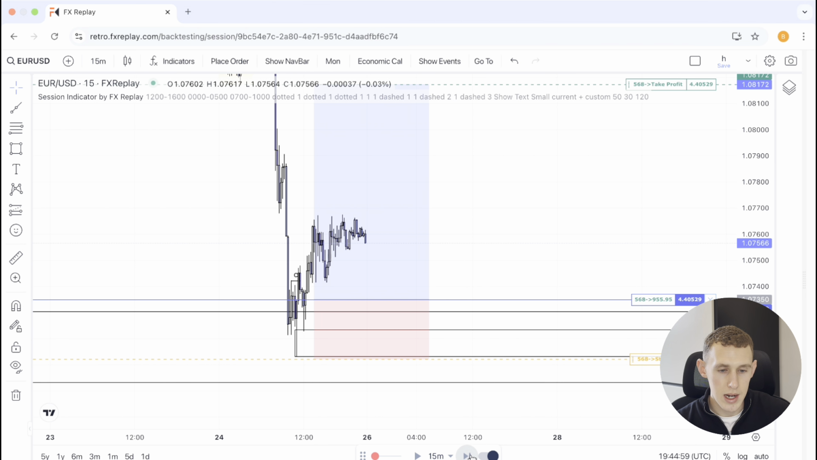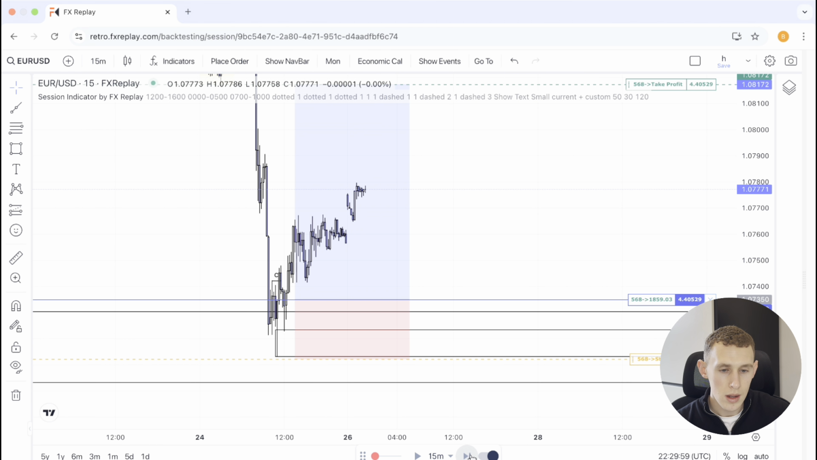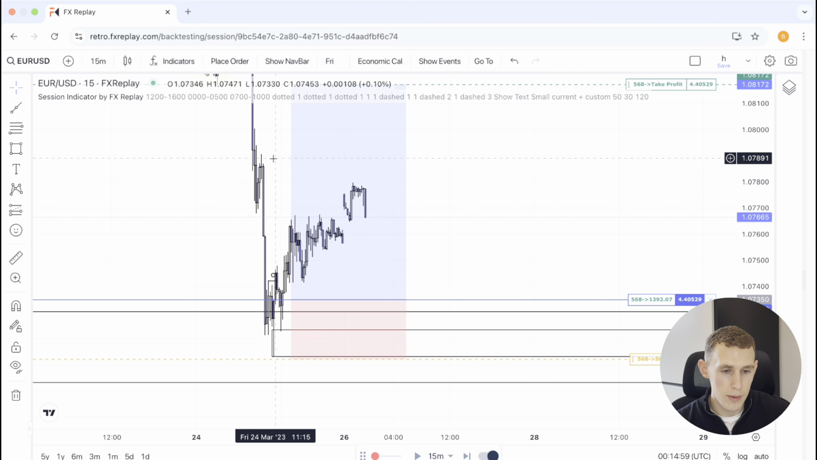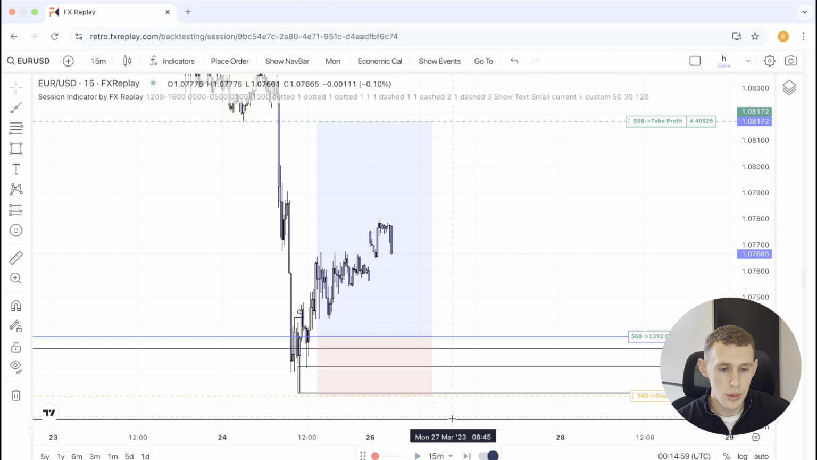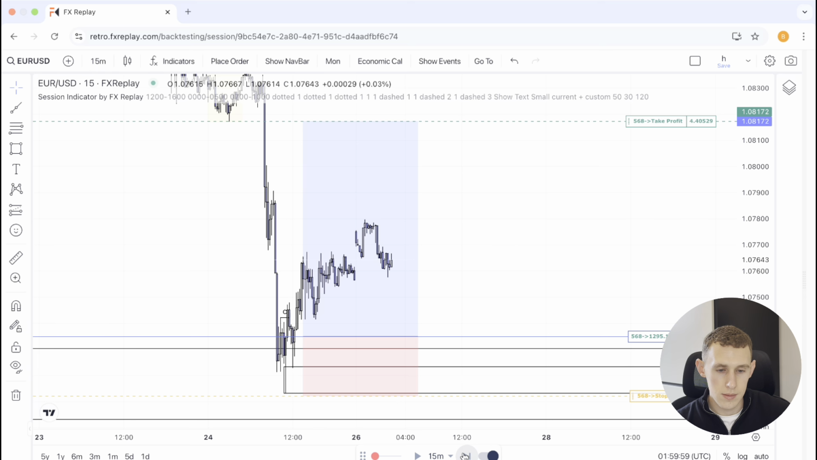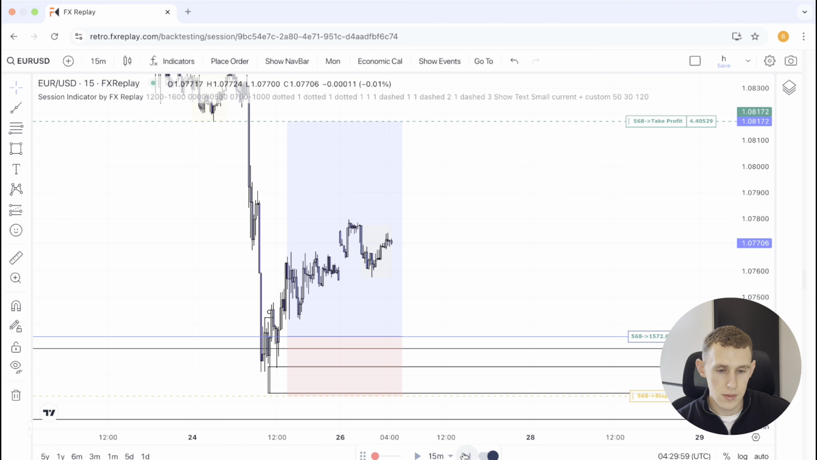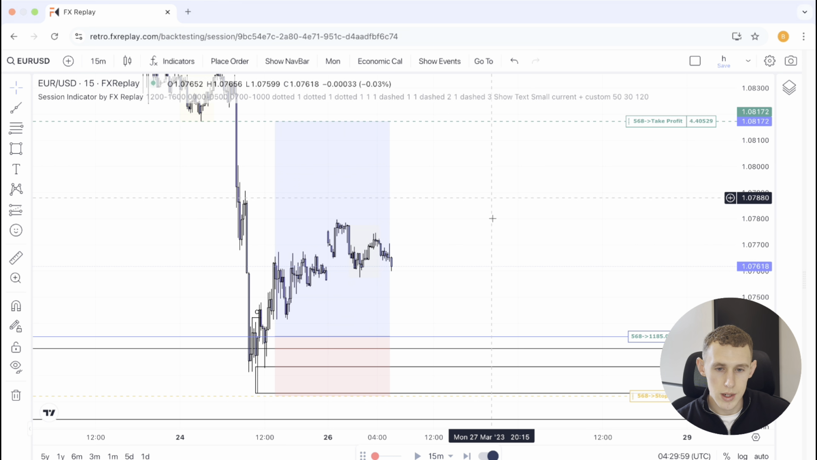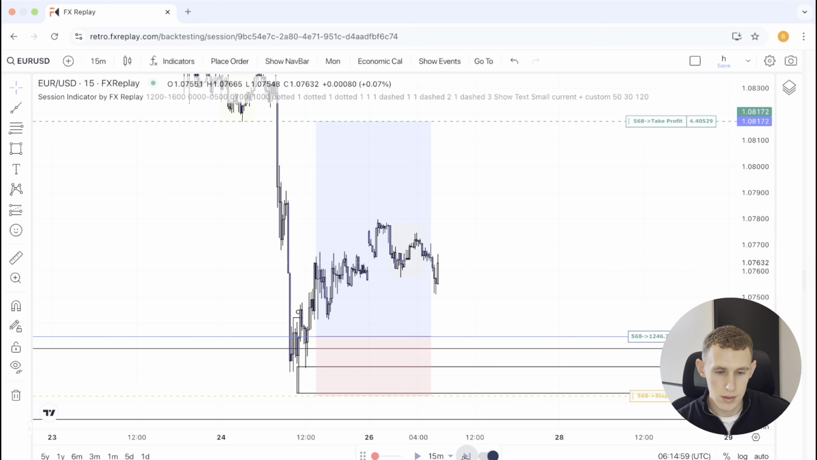There we go, price is clearly pushing. There's not really anything to stop it from going to at least this liquidity level. Fast forward the Asian session.